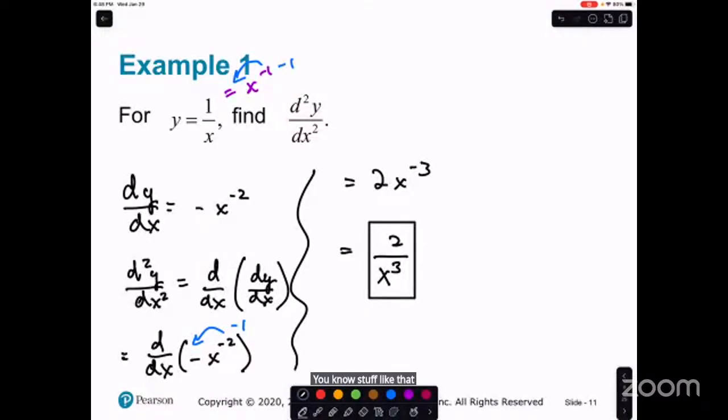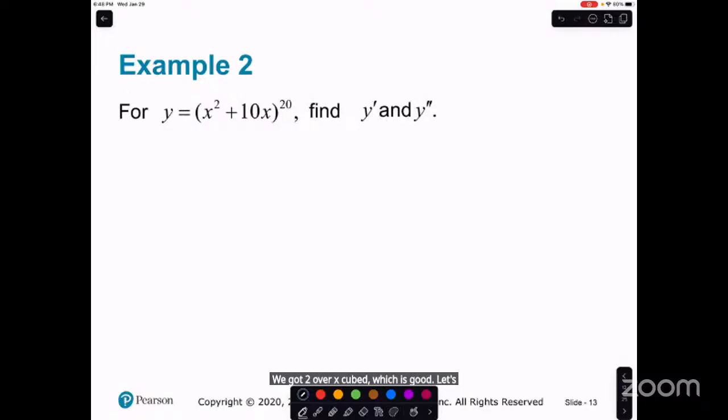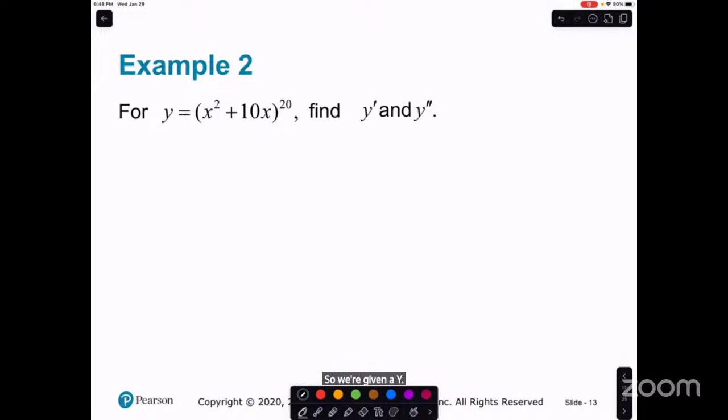Okay, I think this is okay. This looks good. We got 2 over x cubed, which is good to go. Okay, let's do another one. So for this function, we're asked to find y prime and y double prime. Okay. So we're given a y. So let's find y prime.